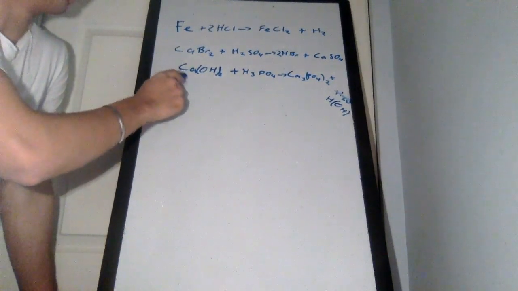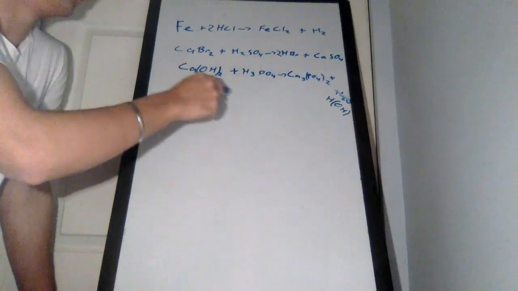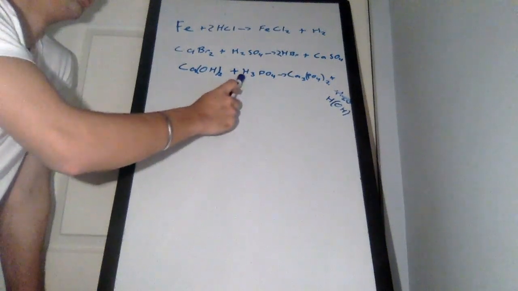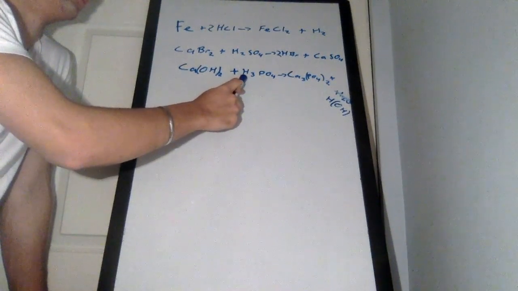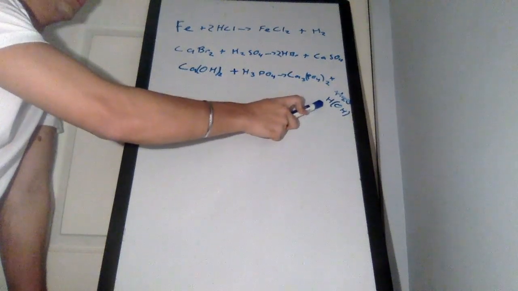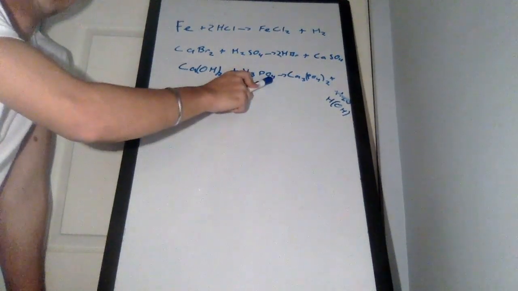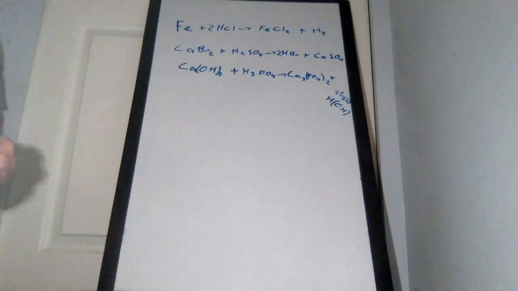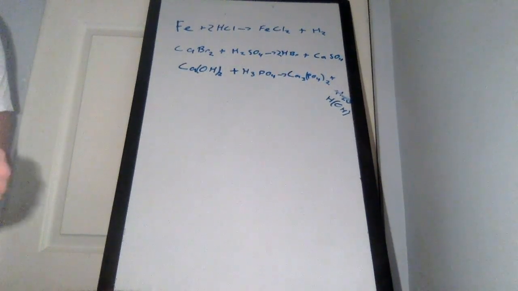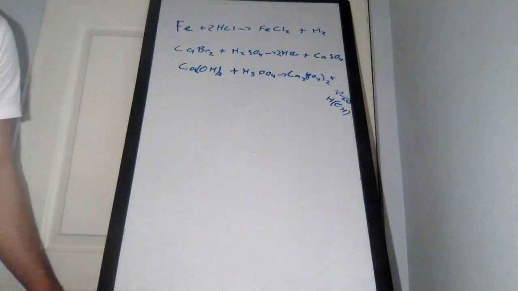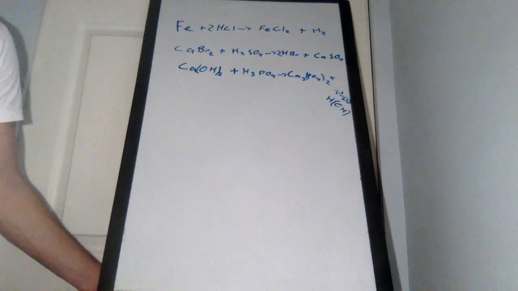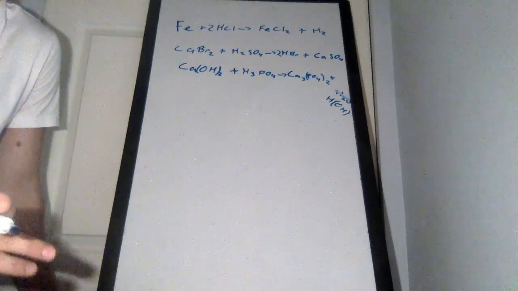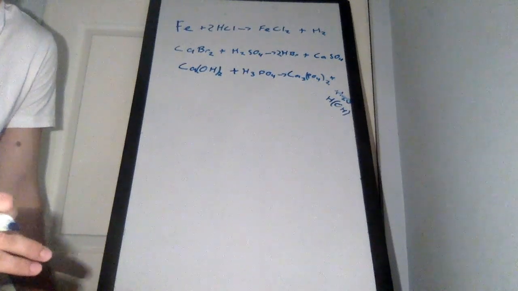So we've got 3 Cas, 2 OHs here, 1 OH here, 3 hydrogens on this side, 1 hydrogen on this side, 1 PO4 on this side, 2 PO4s on this side. So when you're balancing reactions, it's all about trial and error. So you're going to be writing them down and writing your coefficients, erasing them a bunch of times.